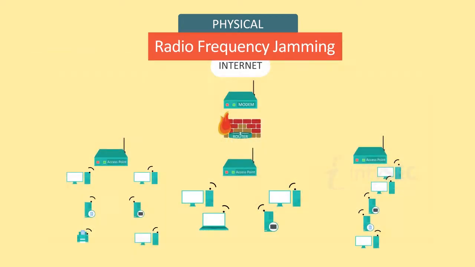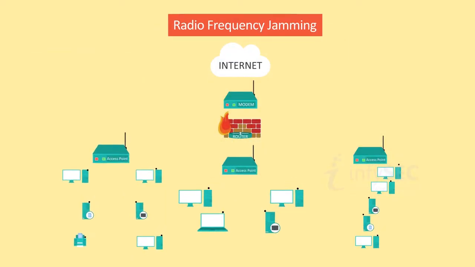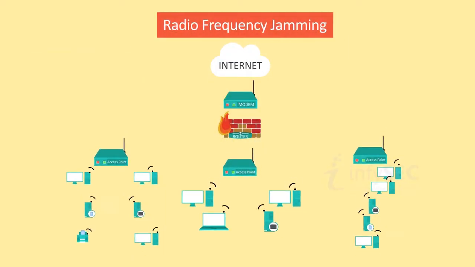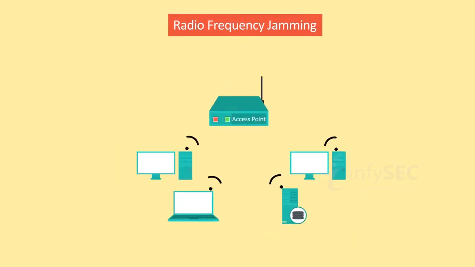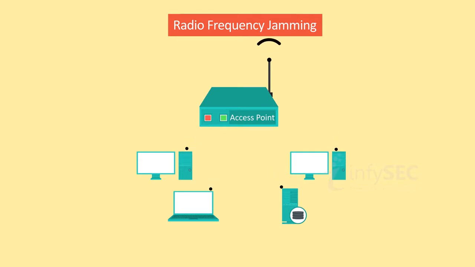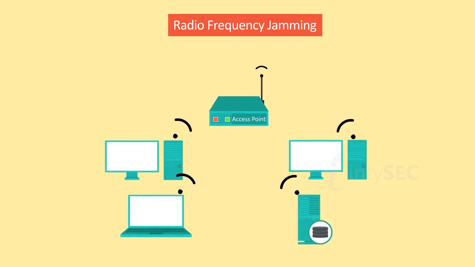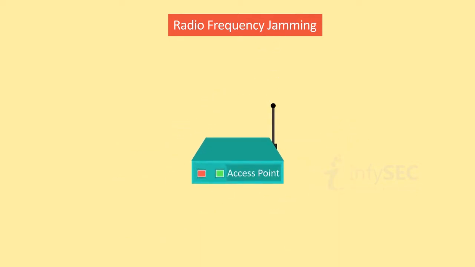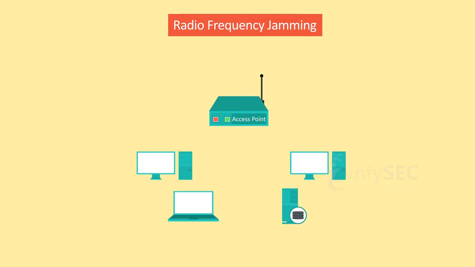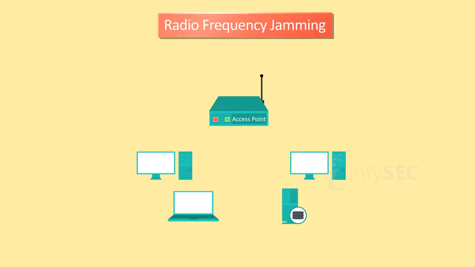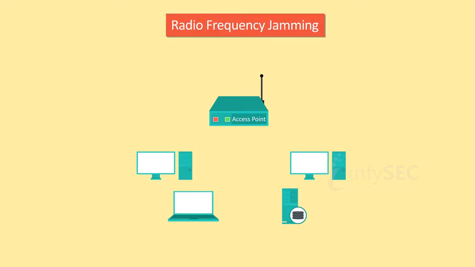Radio frequency jamming. A direct approach to a physical network allows an intruder to perform radio frequency jamming. As already seen, access points are the ones that emit the radio signals to connect the systems to the wireless network. When the signals, that is, the radio frequency, are intentionally interfered with, making it unavailable to the clients to get connected, it is called radio frequency interference or radio frequency jamming.